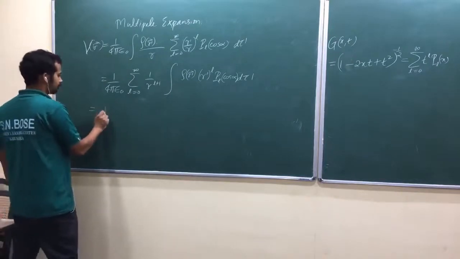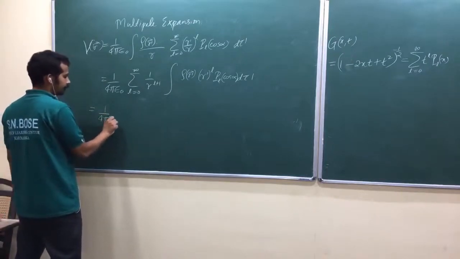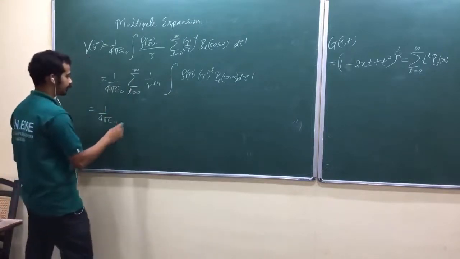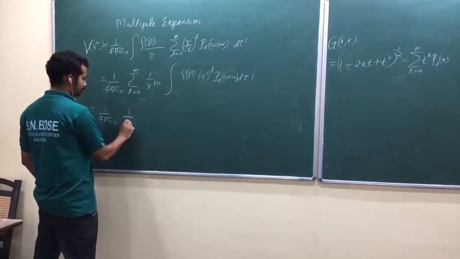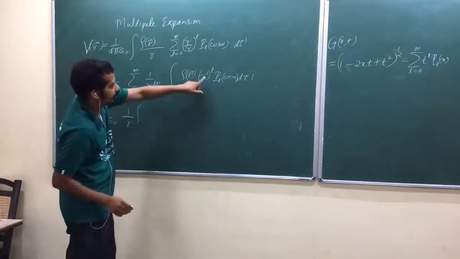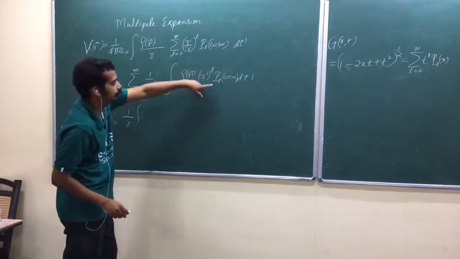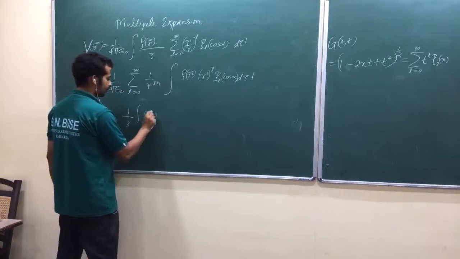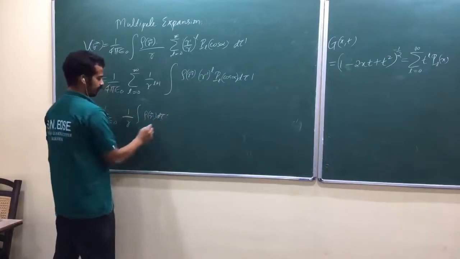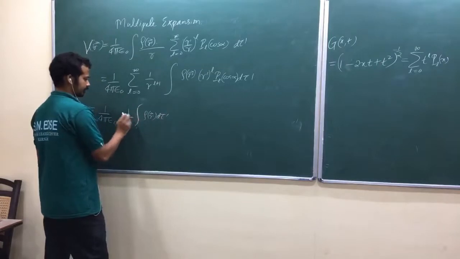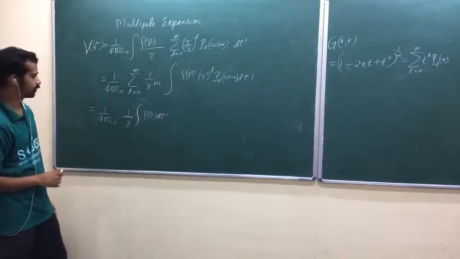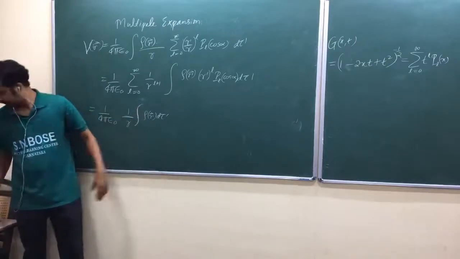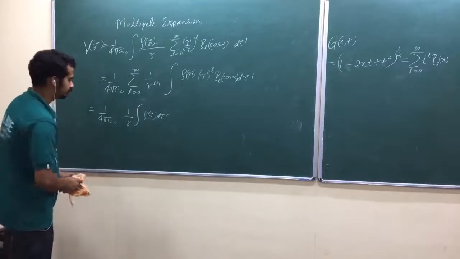If I write this potential, what is the first term? L is in the summation. L is equal to 0. L will start from 0. Am I right? 1 by R integral of R prime power 0, P0 of cos alpha, integral of rho of R prime d tau prime. You have to integrate throughout the region of charges. That's it. What is this factor? Total charge. Is that okay?